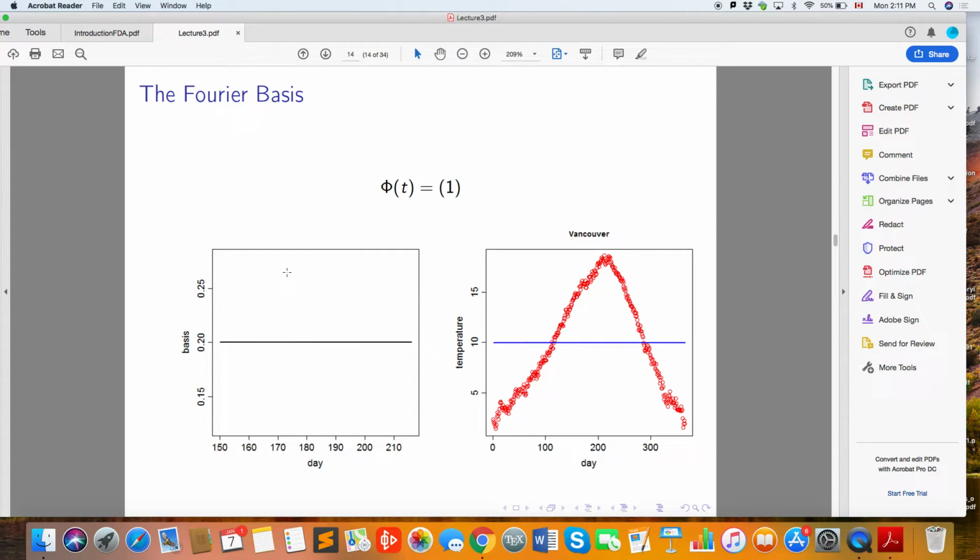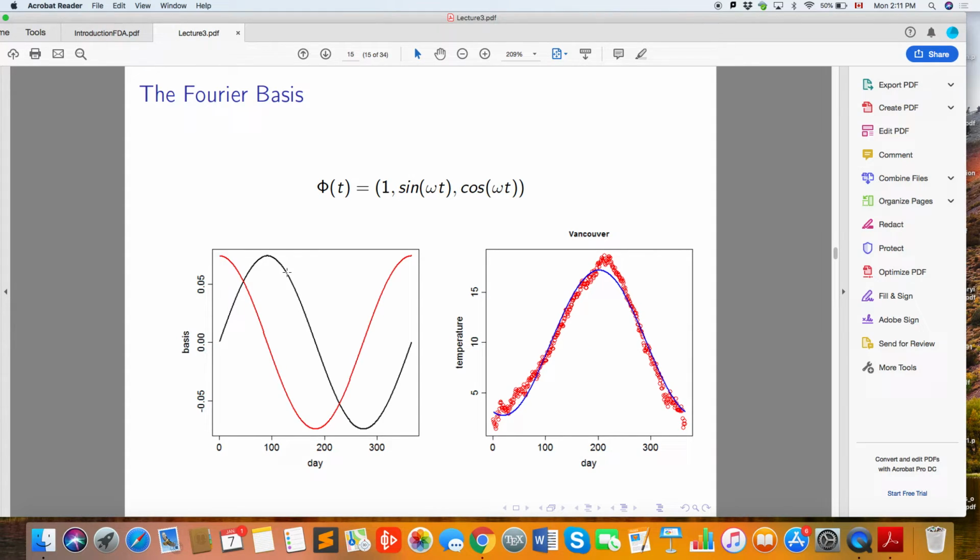So now let me show you how the Fourier basis function works when we approximate the same temperature curves. This is using the first basis function, phi t equal to 1, the constant basis function. And then we add the pair sin omega t, cosine omega t, and we set omega equal to 2 pi over 365. You can see here, just by adding these two sin and cosine functions, the approximation is actually pretty good already, right?